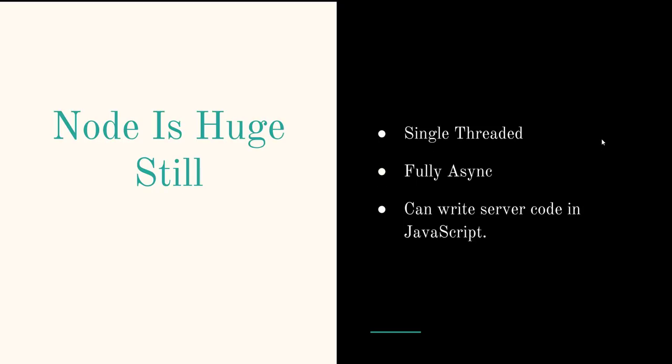So Node is still huge, single-threaded, fully async, you know, to its core. You can write server code in JavaScript. That says a lot. Node's been around for a long time. It's still going to be huge. It's still going to take portions of the web away from things like PHP, Python, and probably even other stacks like .NET and things like that.